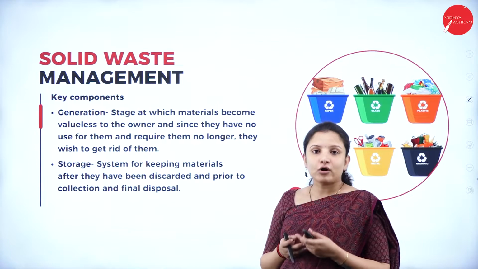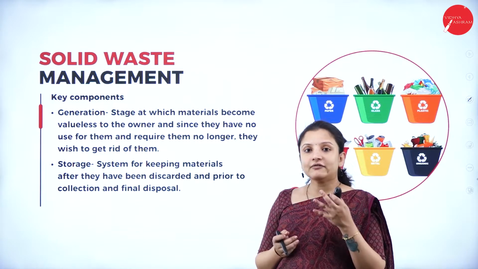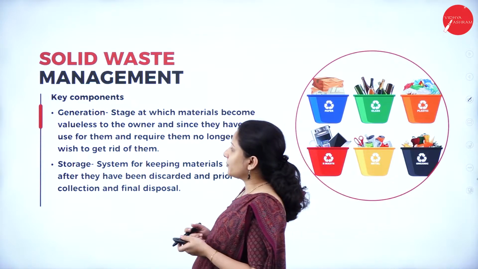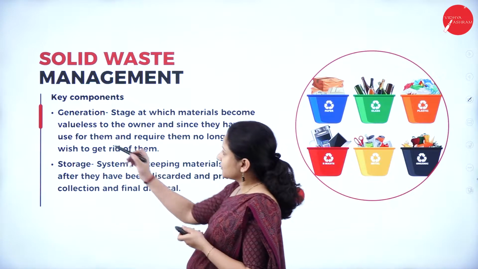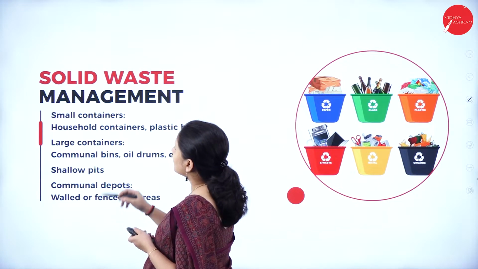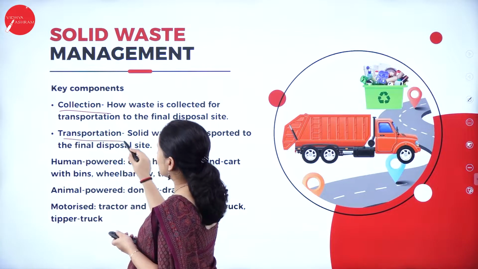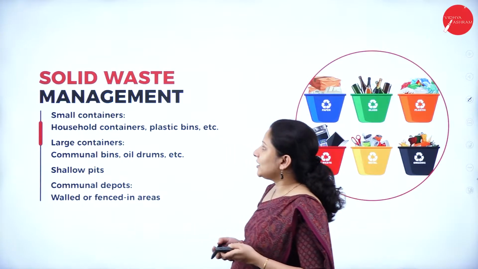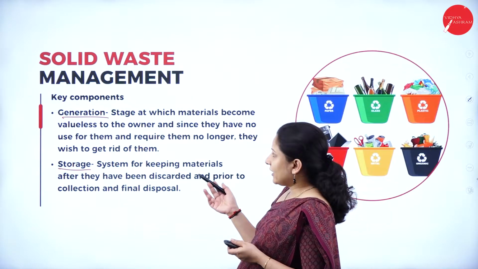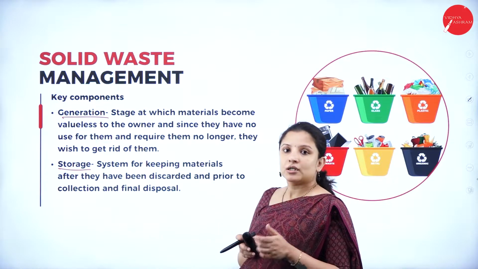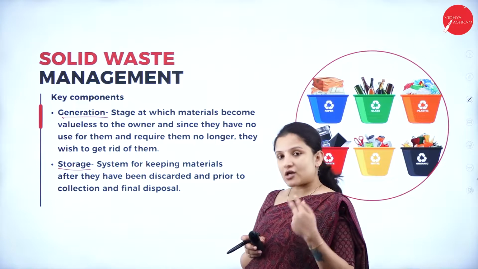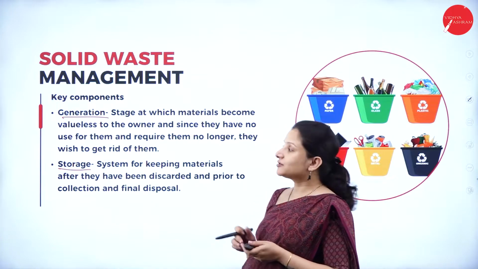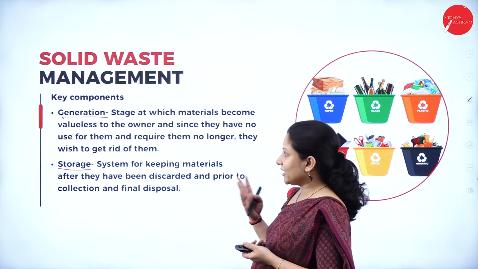Next, let's study about solid waste management. The solid waste management can be studied under different components. The first component is generation, then comes storage, then collection, then transportation, and next is disposal. So what are the key components of solid waste? We have generation, storage, after storage the transport of these waste, after the transport the disposal of these waste. All these are the key components which we will study one by one.